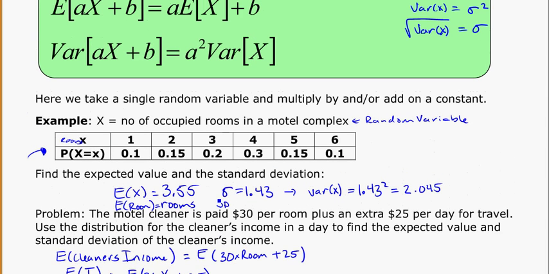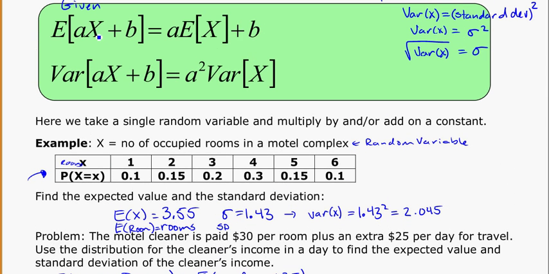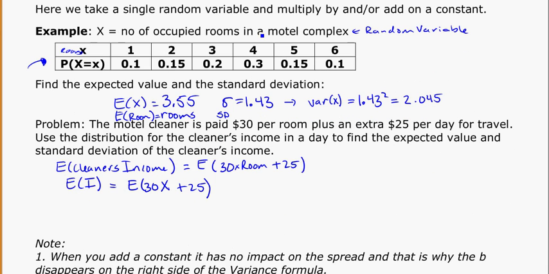So if we look at our formula, what we're looking at here is an expected value of 30 times the number of rooms plus the 25, and that's going to convert using our formula to say 30 times the expected number of rooms plus the 25 per day. So this 30x plus 25 becomes 30 times the expected number of rooms plus 25. And we can plug into our formula here because we know that. So 30 times the expected number of rooms, which is 3.5, plus 25.